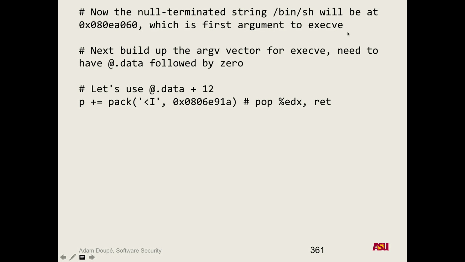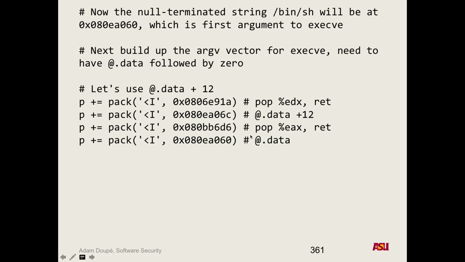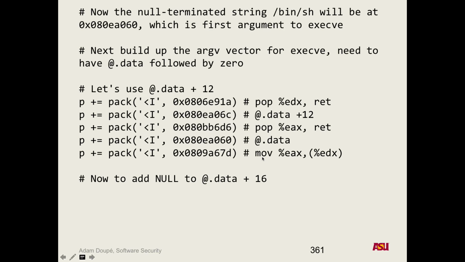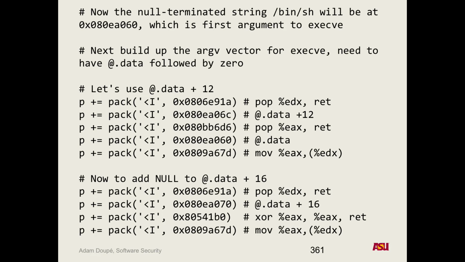So, same thing, we're going to put 06C, so that data plus 12 into there. We're going to pop 08OE A060 into .data. Sorry, not into .data, into EAX. So this value is going to go into EAX. Then we're going to write out at 08OE A06C the value 08OE A060. Now we can add the null. So we need to do the same thing to add null to data plus 16.